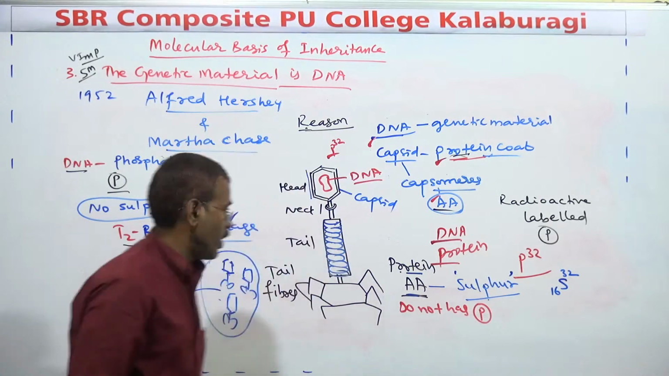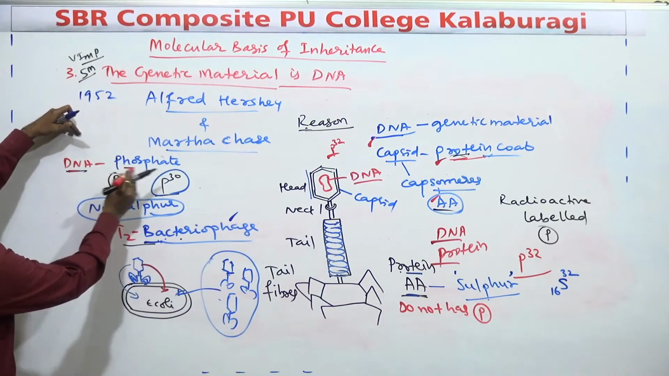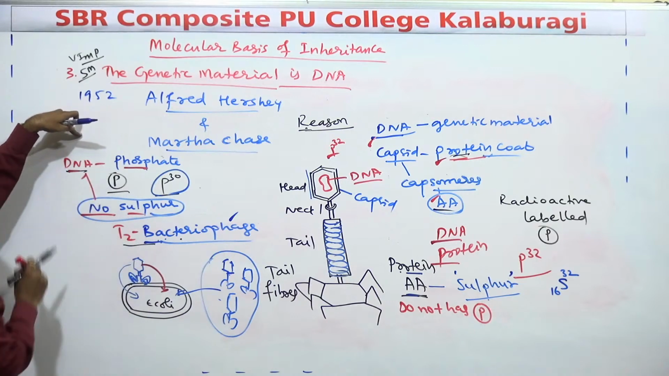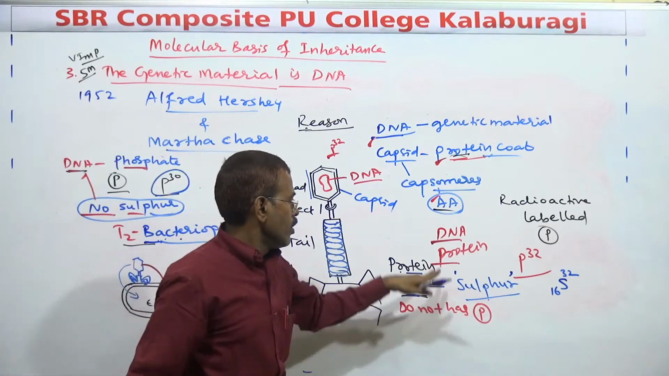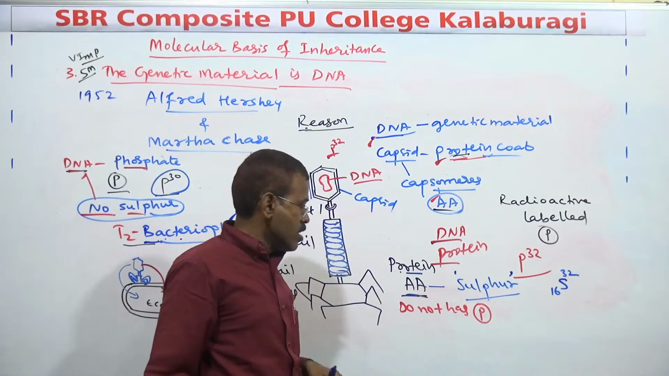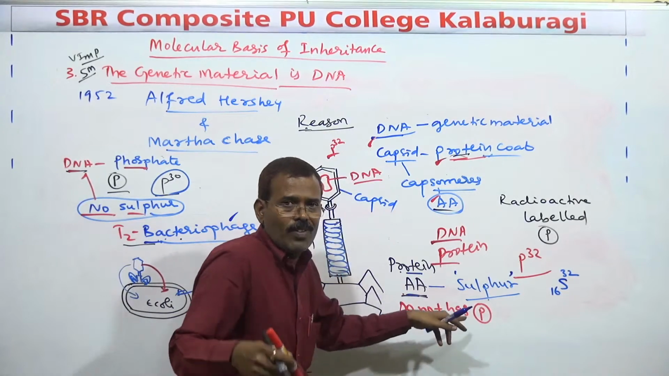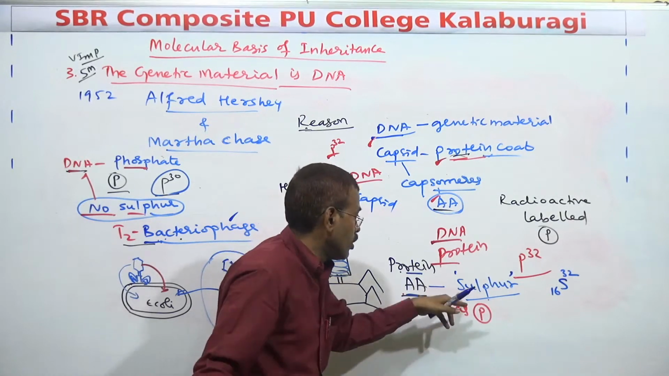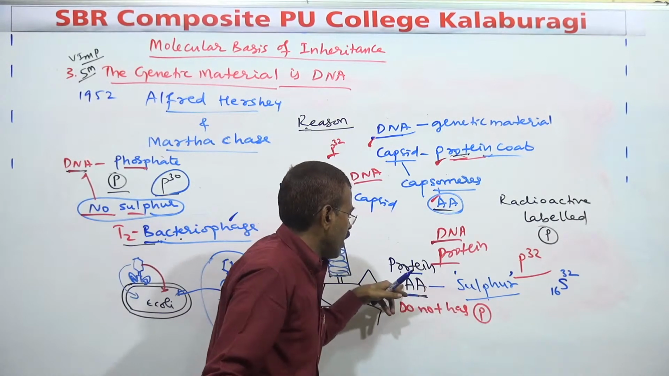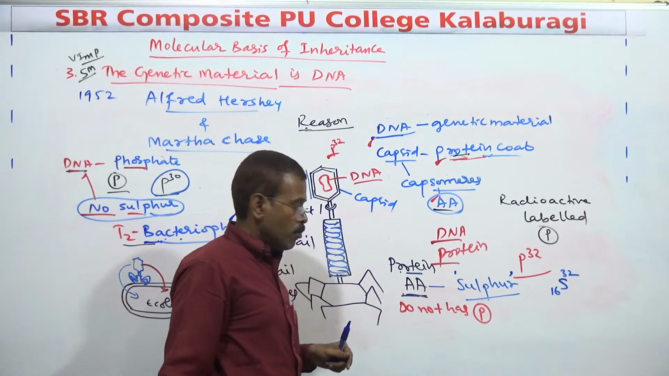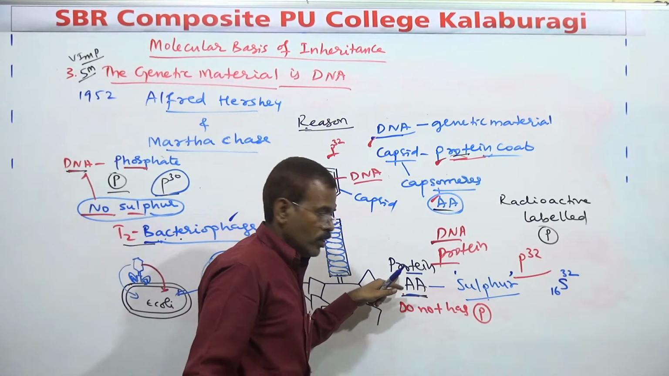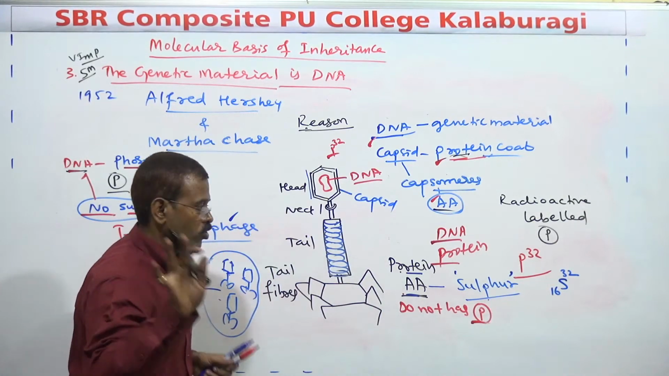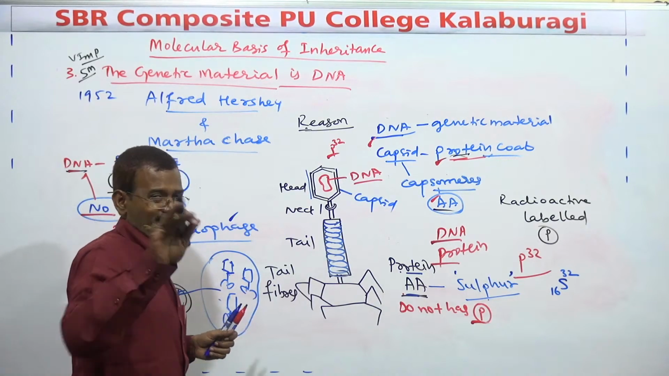This protein does not have phosphate in it. I told you DNA has phosphate, and DNA does not have sulfur. Similarly, the protein, which is made up of amino acids, can have sulfur-containing amino acids. Cysteine and methionine are sulfur-containing amino acids. This sulfur can be present in the amino acids of the protein, but the protein does not have phosphate in it.